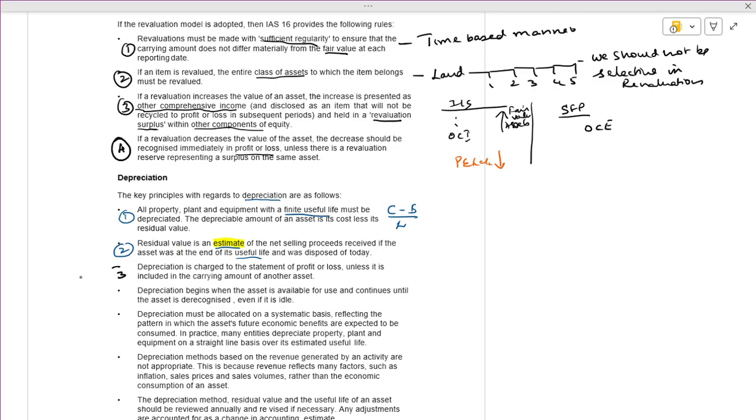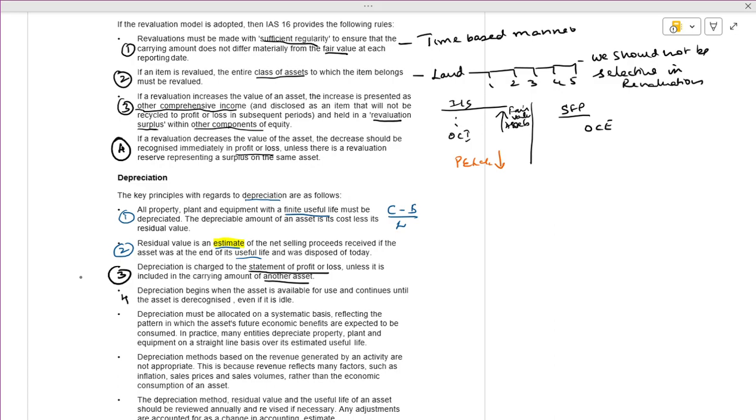Point number 3. Depreciation is charged to the profit and loss account unless it is included in the carrying amount of another asset. Usually we will charge depreciation to the profit and loss account. Point number 4. Depreciation begins when the asset is available for use and continues until the asset is de-recognized.